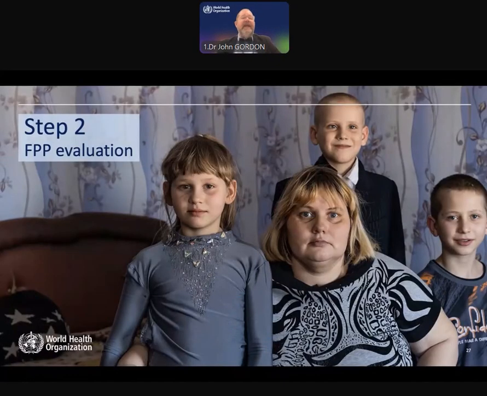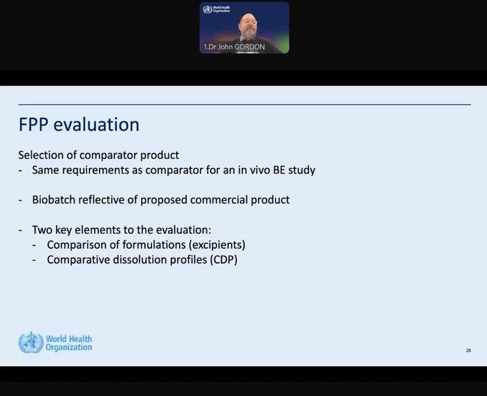So at this point, let's take a quick look at the guideline and what it has to say about step 2 of the biowaiver process, that is the evaluation of the FPP itself. So with respect to FPP evaluation, the selection of the appropriate comparator product uses exactly the same principles as would be used for the selection of a comparator product for an in vivo BE study. Exactly the same principles are used.